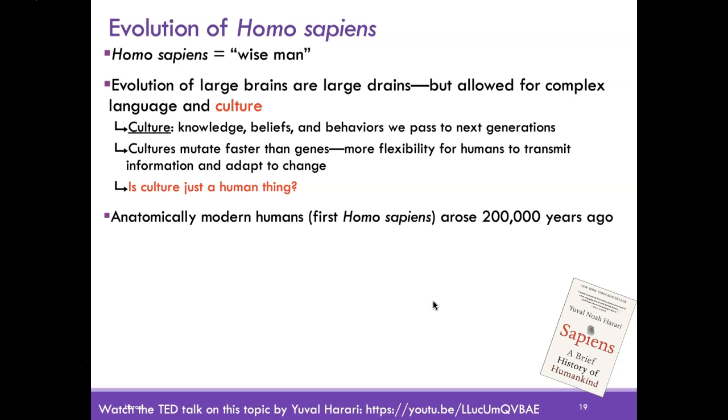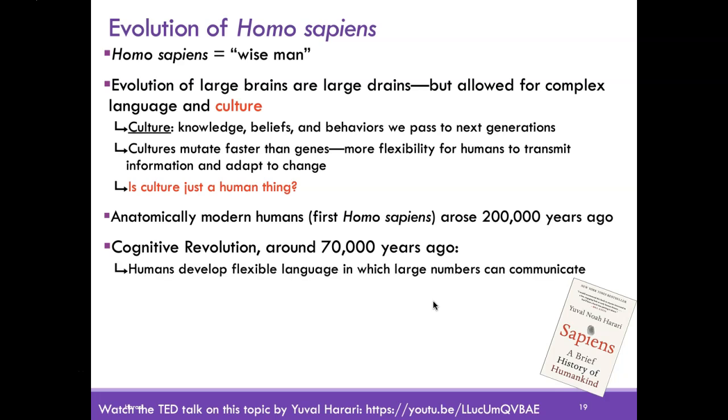So you would have seen a human that looked just like you 200,000 years ago. However, it wasn't until 70,000 years ago that we had behaviorally modern humans that acted like you and I. Humans, about 70,000 years ago, developed very flexible language in which large numbers can communicate. So we are the only species of organism, of anything, that can communicate very flexibly. We have very complicated language and in very large numbers.